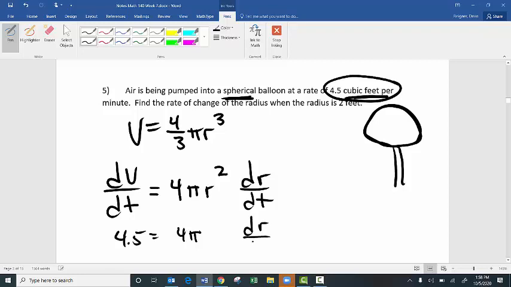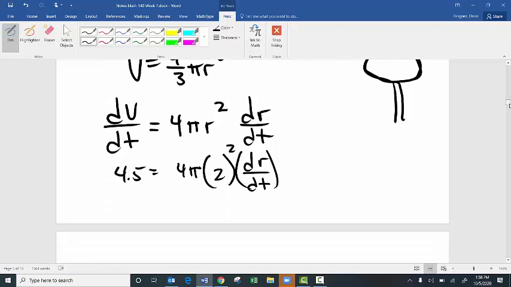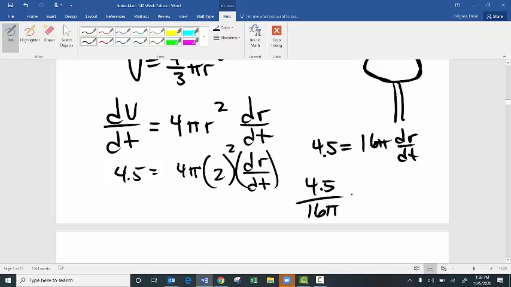Now, it says find the rate of change of the radius. So we want to find dr/dt, how the radius is changing when the radius is exactly 2 feet, 2 squared. So now to get dr/dt alone, you just divide everything over there. Over here, you get 16 pi. So 4.5 equals 16 pi dr/dt, and you get 4.5 over 16 pi.